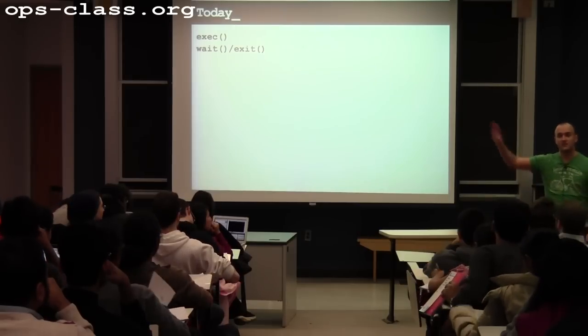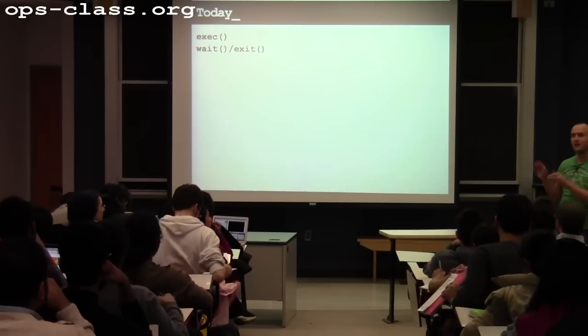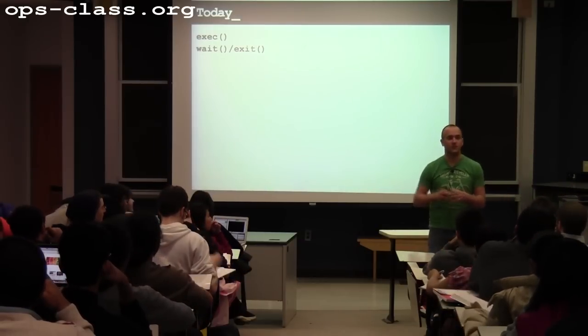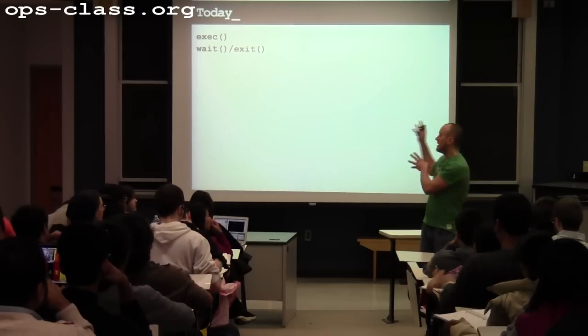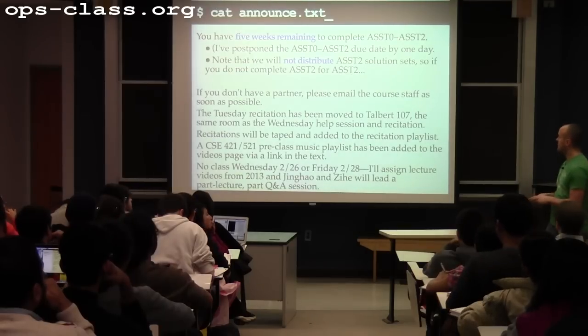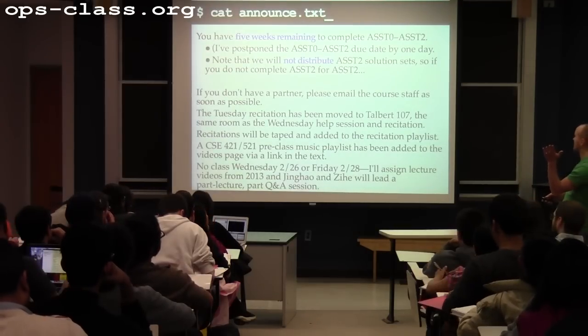So exec is change, right? If you remember our whole model of how the system call interface works. Fork is creation, exec is change, and then wait and exit are sort of death. They're elimination.